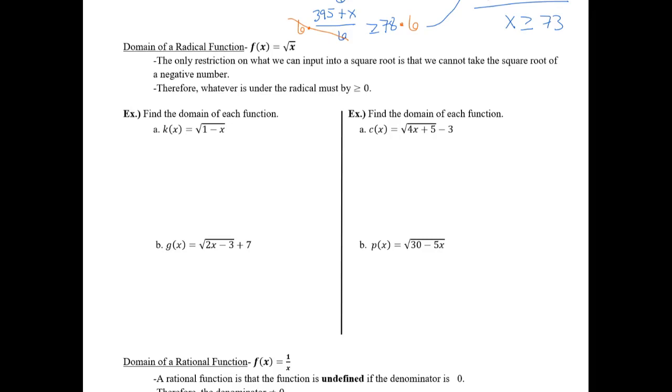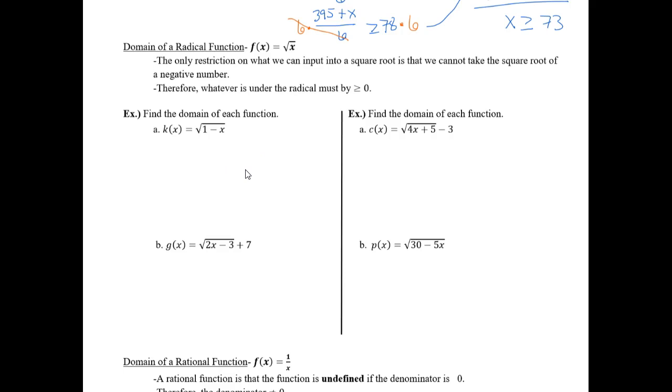Alright, now that we've talked about inequalities a little bit, we can talk about the domain of radical functions and rational functions. So when we talk about domains, we can list them as inequalities, we can list them in interval notation, we can list them in set builder notation. When we're specifically talking about radical functions, that means that there is a radical. In this case, we're talking about square roots.